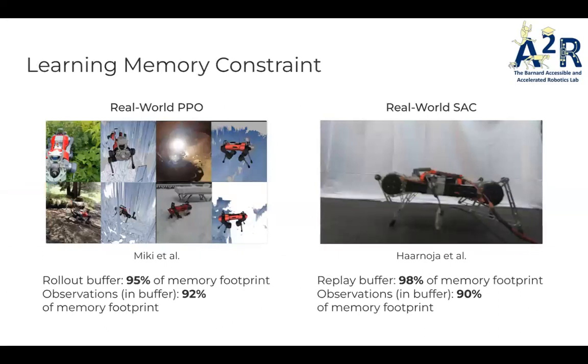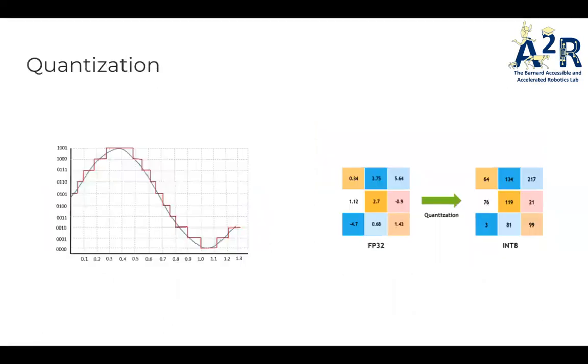Within deep reinforcement learning, the overall memory footprint is generally dominated by either the on-policy rollout or off-policy replay buffer. We show here that in two recent state-of-the-art learning papers, these buffers account for over 95% of the total system memory footprint. Moreover, just the observations stored within those buffers alone account for over 90% of the total footprint. To save on space, previous works often reduce the maximum buffer size at the cost of model performance. In this work, we propose an alternate approach, observation quantization.